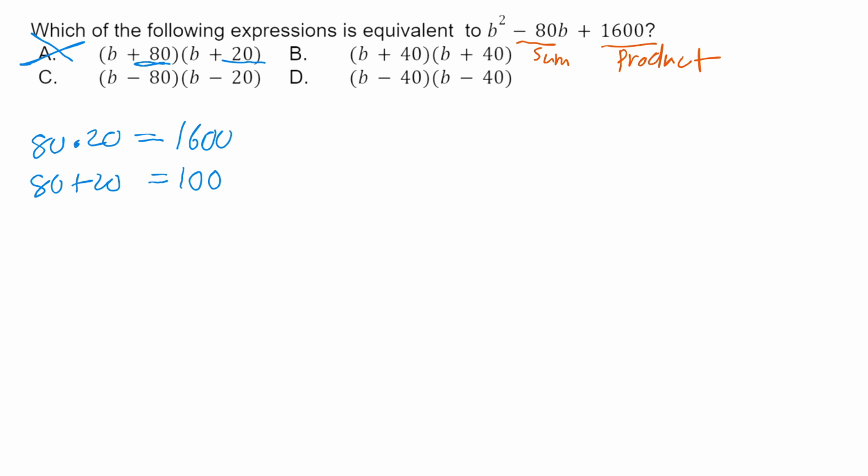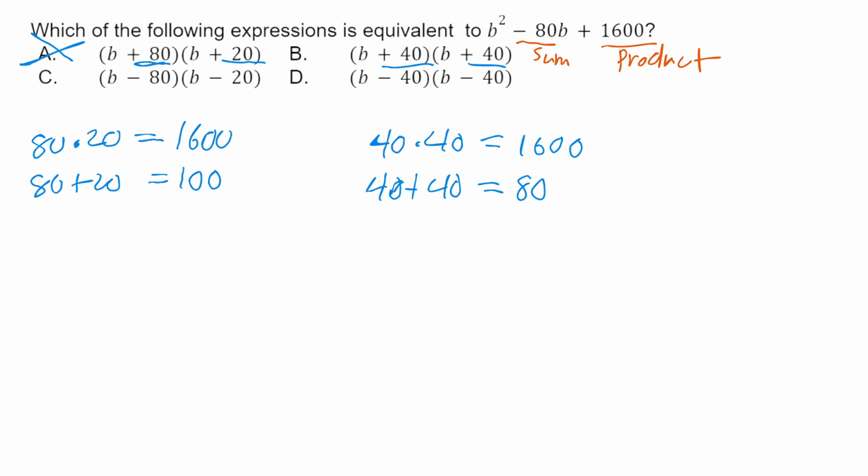Now let's go check letter B. In letter B, we have here positive 40 and positive 40. So what is 40 times 40? That is 1600. And then what's their sum? The product here is correct, 1600. But let's check the sum. What is 40 plus 40? That is 80, right? But we're looking for a sum of negative 80. That is wrong, right?